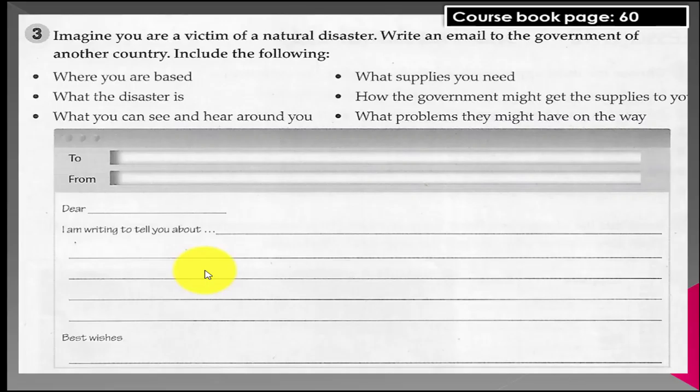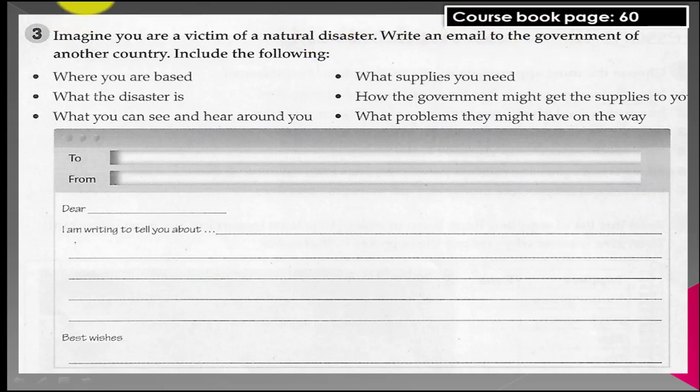Now go directly to the workbook. Sorry, here it's written course book. Actually, it's workbook. Workbook page 16, not course book, workbook. So go directly to the workbook and to page 60. Now here we are going to write an email.